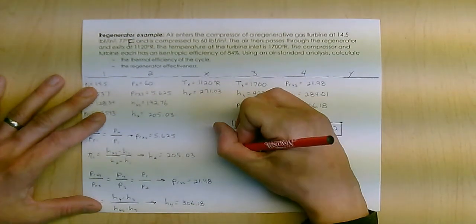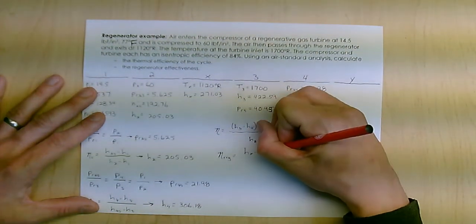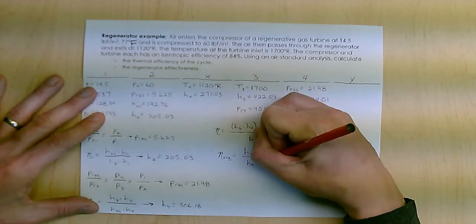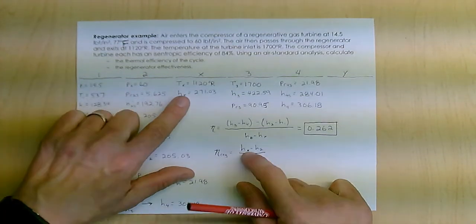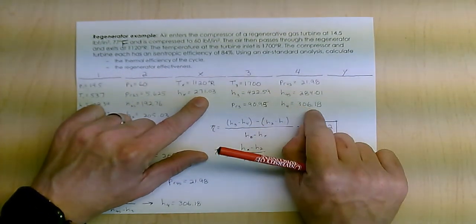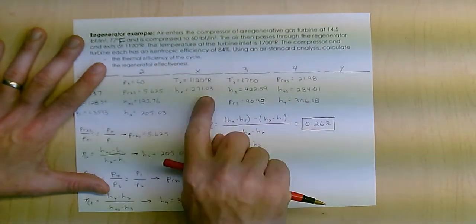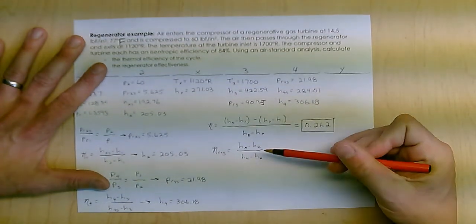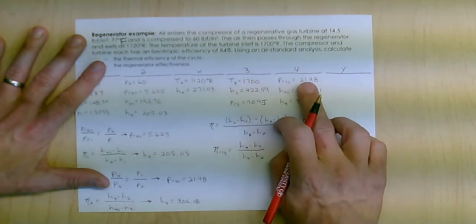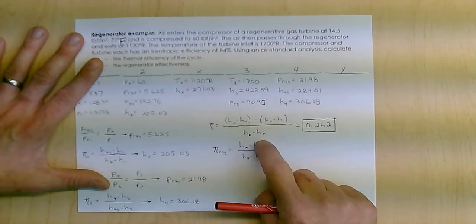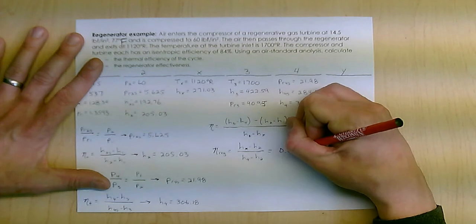Now, by definition, the regenerator effectiveness is HX minus H2 divided by H4 minus H2. Because again, remember the best thing that the regenerator could do is make X and 4 the same. Which they're not, and they shouldn't be. They can't. Just physically, they can't do that. But that would be the best case. There's certainly no way it could get X higher than what 4 was. So that's the best case. This is what's actually going on. We can calculate that regenerative effectiveness as 65.2.